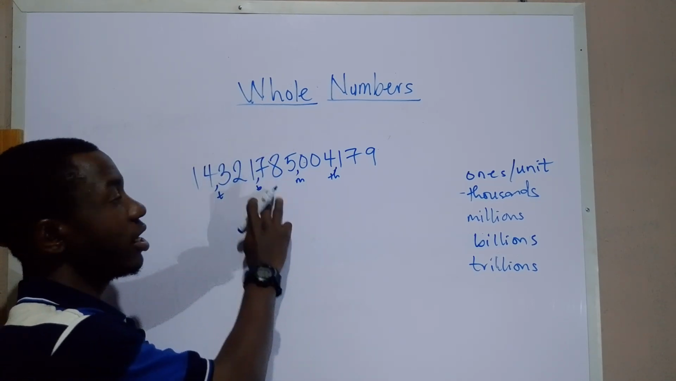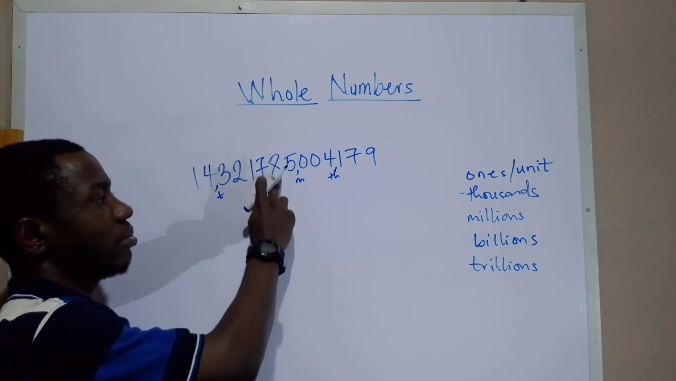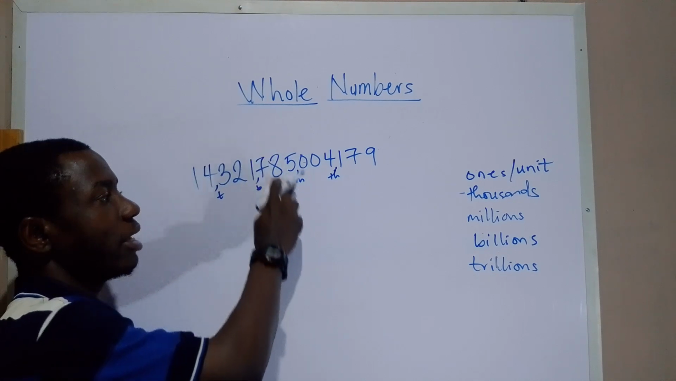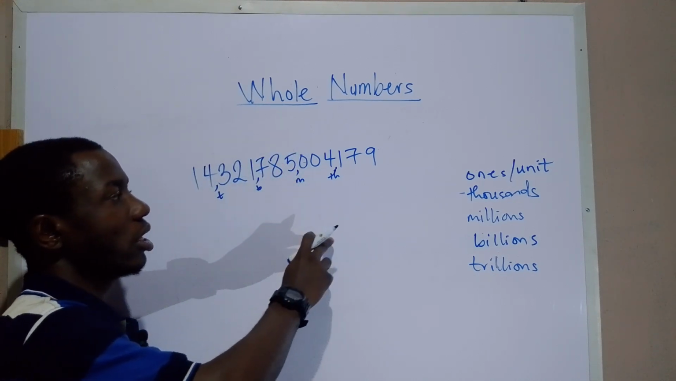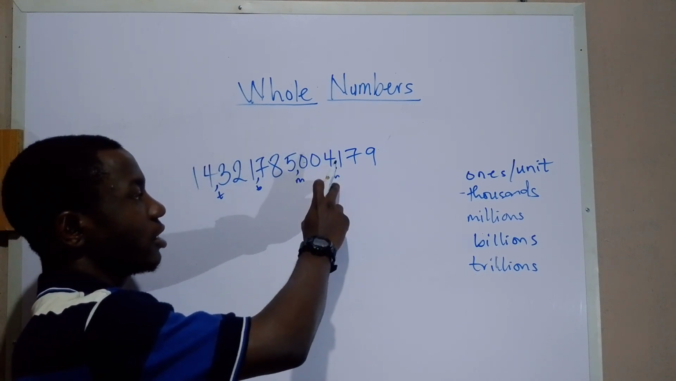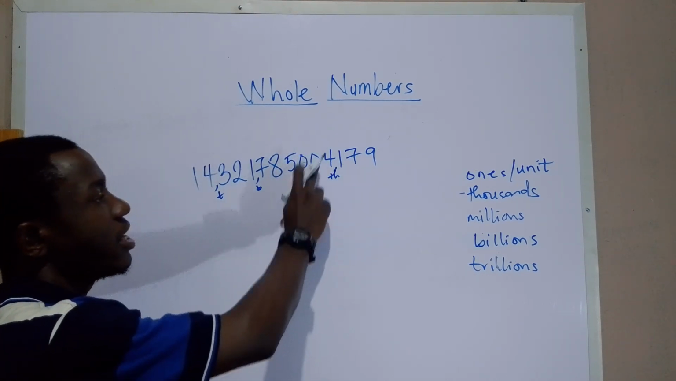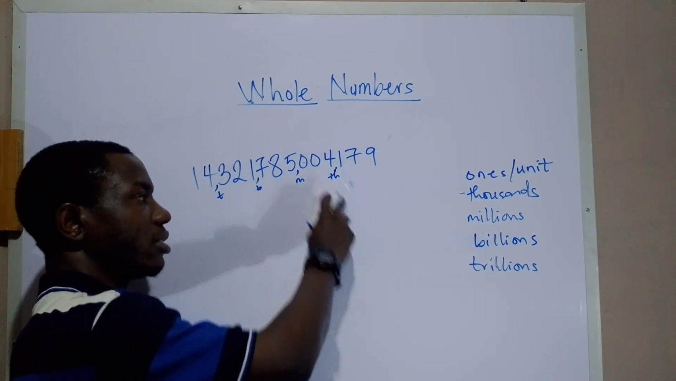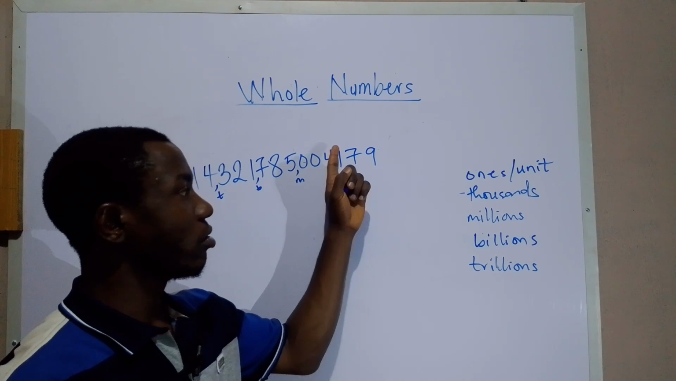Place value of 7 here is 100 millions. The place value of 8 here is 10 millions. The place value of 5 is millions. Place value of this first 0 is 100,000. Place value of the second 0 is 10,000. The place value of 4 here is thousands. Place value of 1 is 100.